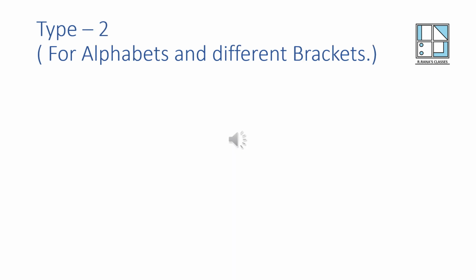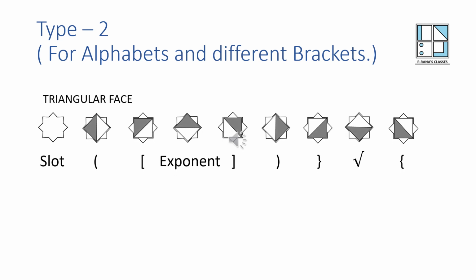Now, type 2 is for alphabets and different brackets. It has two faces. First face is triangular face. Triangular face is used to represent brackets. Again, you see, we have a slot. The first position is again the same, left and left inclined. Here it represents parentheses or small brackets.